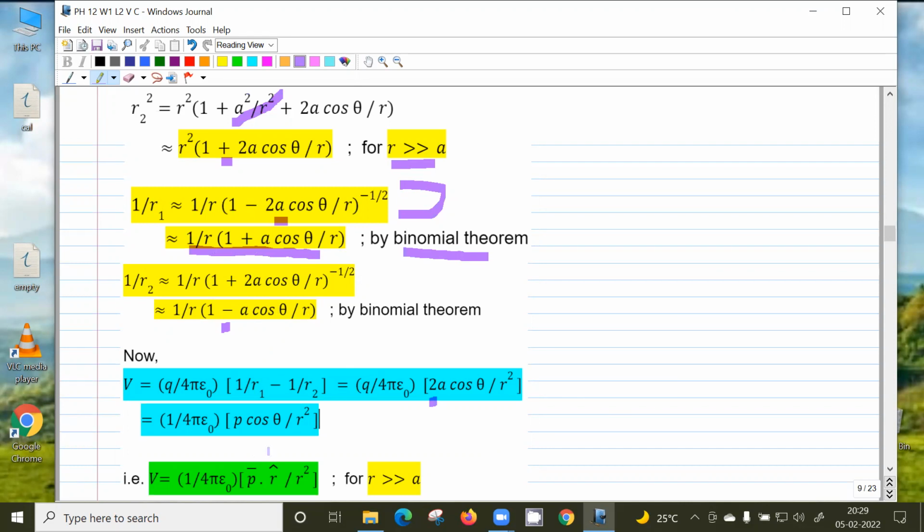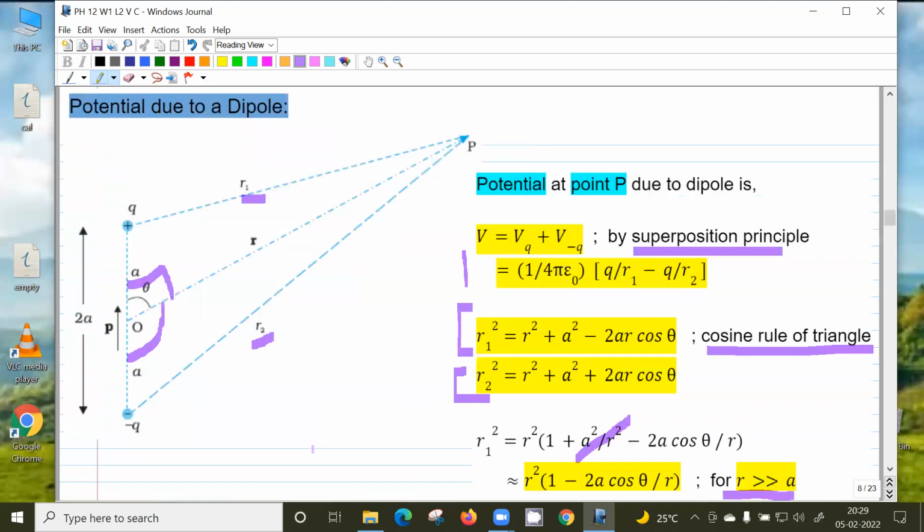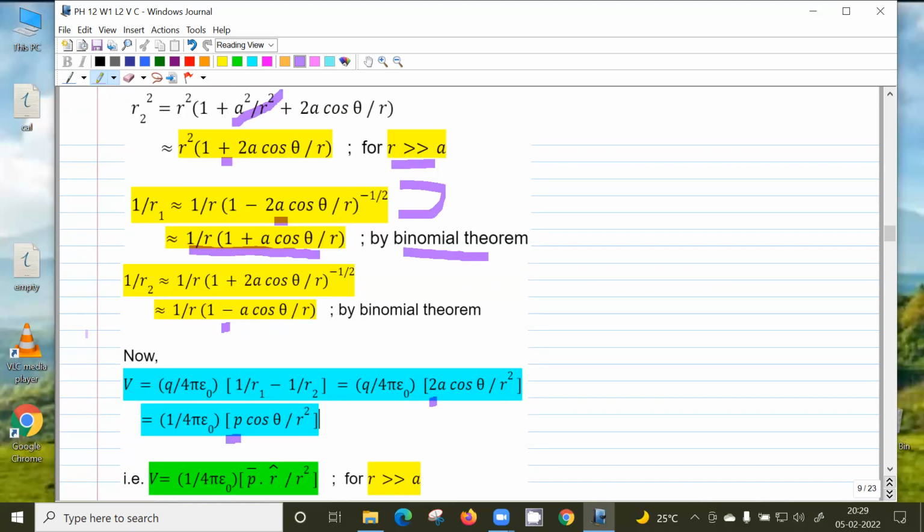Yes, sir. Okay, so Q times 2A cos theta, and 2A will combine with Q to become P. P is Q times the charge separation. The charge separation is 2A, because from the origin this is at A and this is at minus A, so the total separation is 2A. So Q times the separation is the dipole moment P.